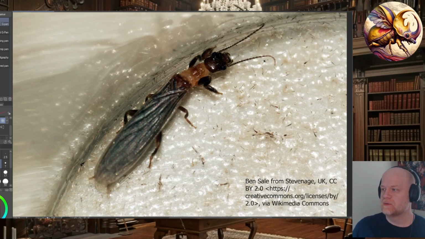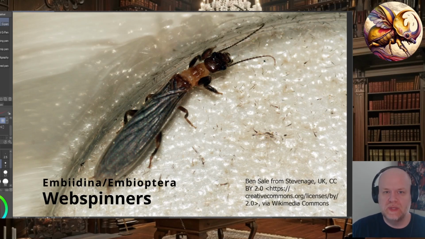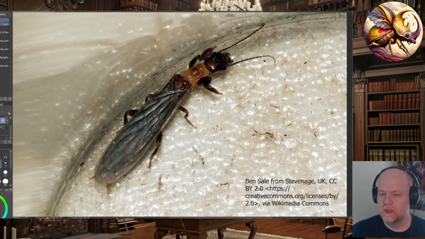Today I wanted to go into another group for insect taxonomy and identification. Let's call this part officially part 22, the Embiidina or the Embioptera. This is a group that you probably aren't going to see very much unless you live in the tropics. You might see them in the southern US, but unless you're in a very hot, very humid place, you're unlikely to see these. And these are called the web spinners. And this is an example here.